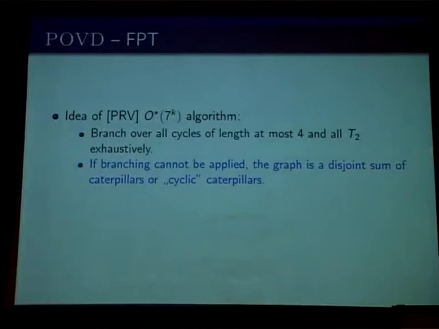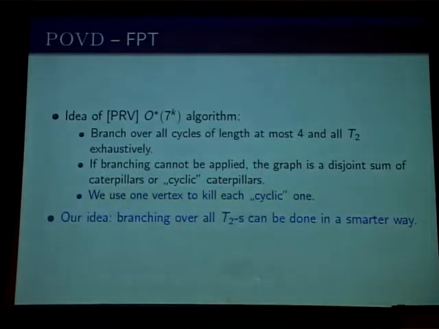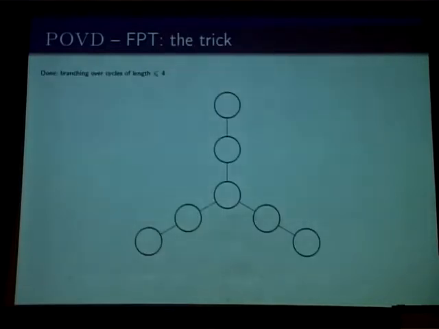We observe that if the branching cannot be applied, we can have only larger cycles. You can easily show that such a graph is a disjoint sum of caterpillars and cyclic caterpillars, that means a simple cycle with possible pendants attached. This instance can already be solved in polynomial time, because for each cyclic caterpillar you have to use at least one vertex, and you can use at most one vertex. You just break the cycle by deleting one vertex. Our idea was that the branching over those T2s, which is the most expensive one, can be done in a smarter way.